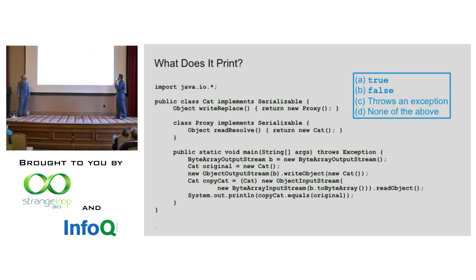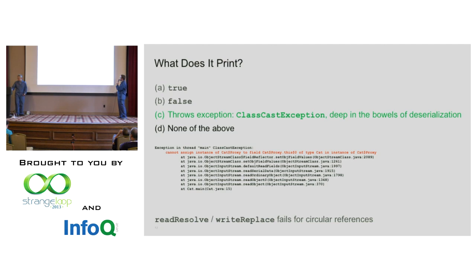And shall we see what it really does? Let's see who got it correct. The correct answer is C, throws an exception, and specifically a cast exception deep in the bowels of deserialization. Note that it's not a ClassCastException. Ah, a ClassCastException. You are clever, aren't you? The intuition here is that writeReplace and readResolve fail for circular references.